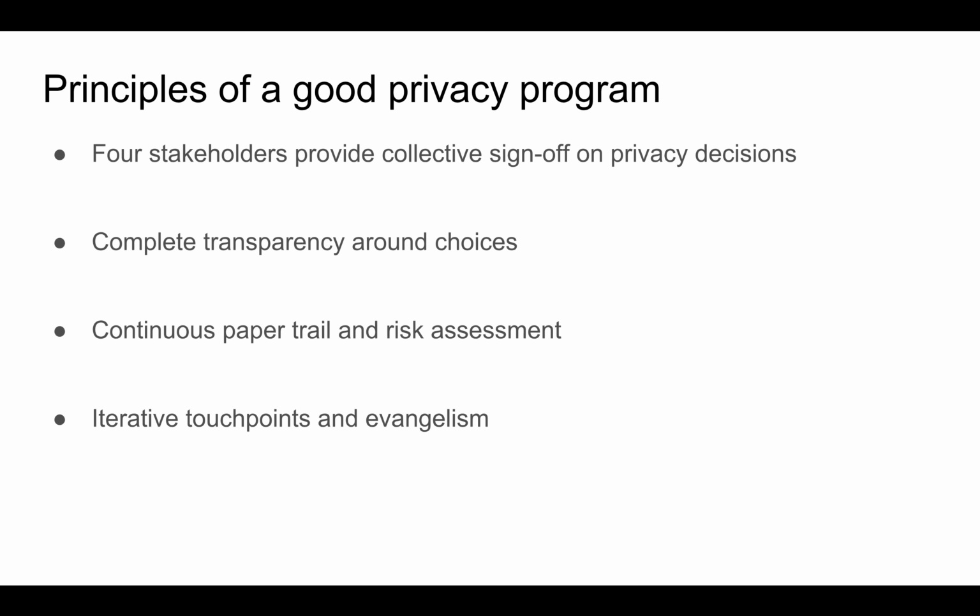So the right security program at a high level will have all four of these stakeholders collectively talking to each other and making a collective sign off consensus on these key privacy decisions. There is complete transparency around what the choices are, what the risks are, why certain decisions can be taken, why they cannot be taken, and what was taken when, for what reason. So if something backfires 6, 9 months from now, you know who took what decision and why. There needs to be a continuous paper trail and a risk assessment so you do not make decisions based either on a sense of unbridled ambition or because you felt that you need to be overcautious.